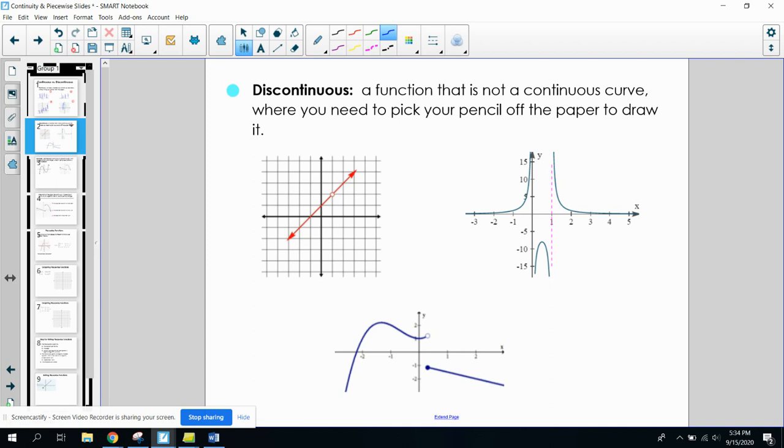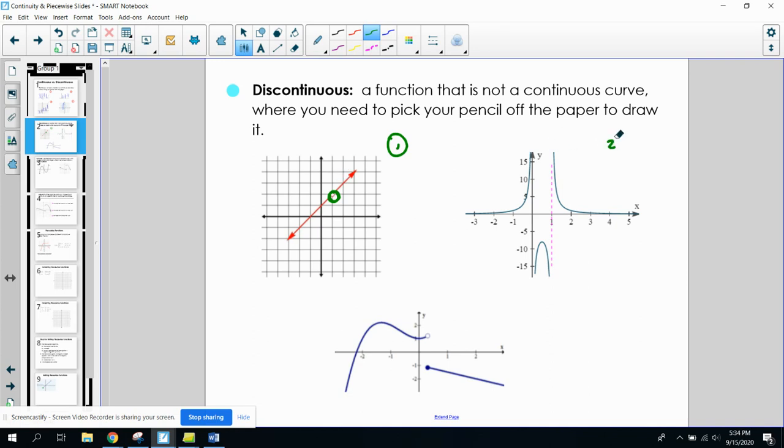The opposite of a continuous function is a discontinuous function. A discontinuous function is a function that is not a continuous curve, where you need to pick your pencil off the paper to draw it. So here in graph number 1, we have a linear. However, you can notice there's a hole right here. I'm just going to circle it. It's an open circle, so it's continuous to a point. I'm following this graph and I get to the hole. I have to pick my pencil off the paper, jump over the hole, and come out the other side.